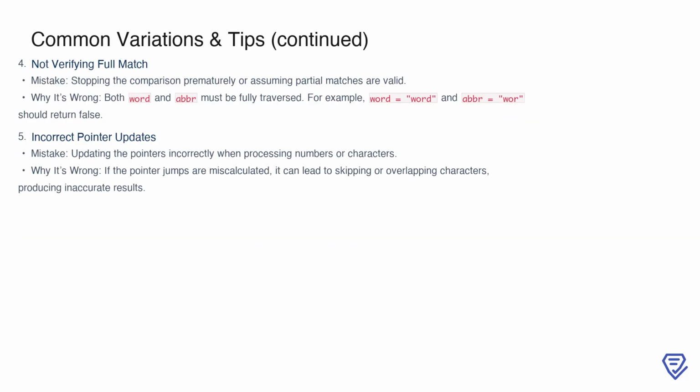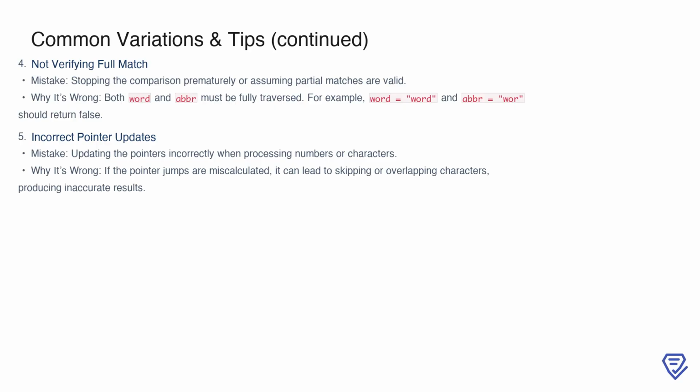Another important point is ensuring that both the word and abbreviation are fully matched. Stopping the comparison too early or assuming partial matches are valid can lead to errors. For example, if the word is "word" and the abbreviation is "war", the result should be false because the abbreviation doesn't fully match the word.